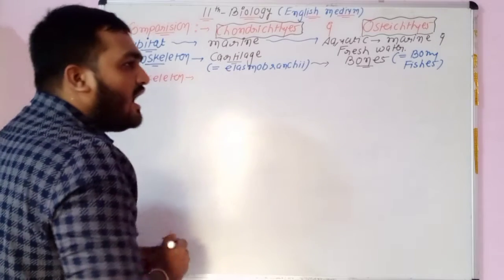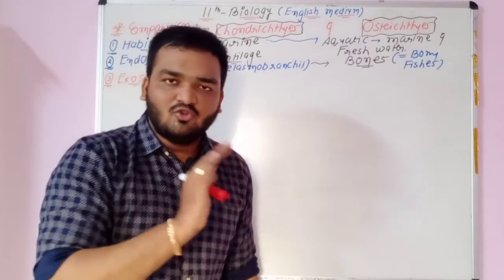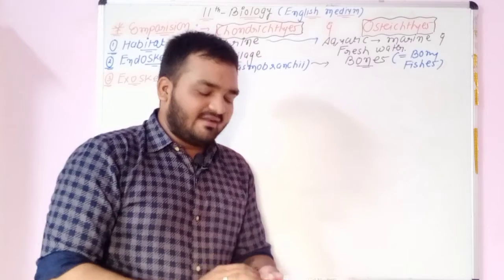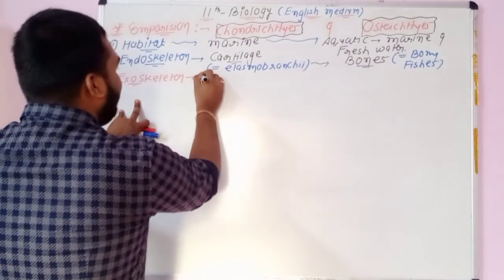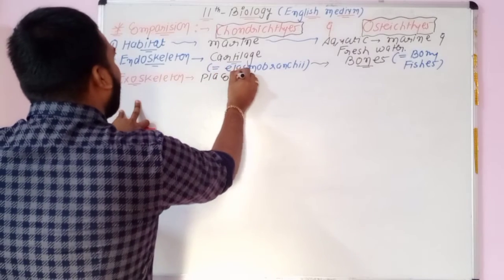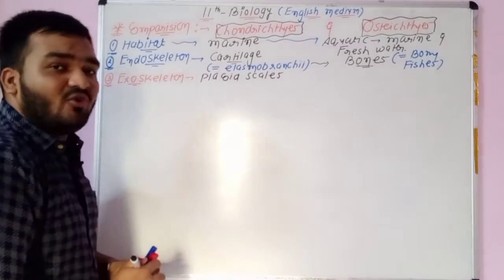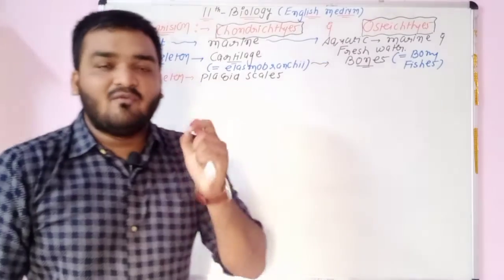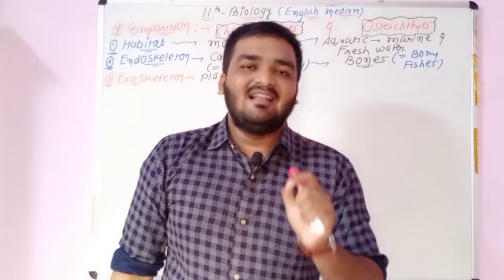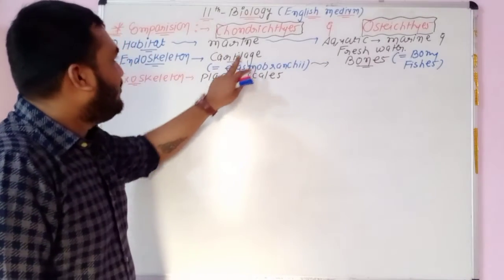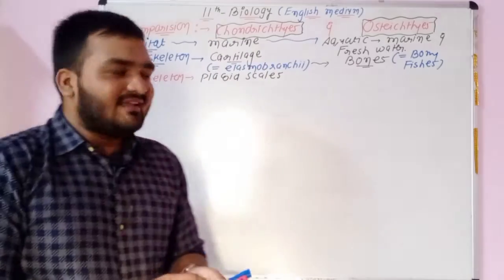You know that exoskeleton scales are present in both, okay? As exoskeleton scales are present in both, but in Chondrichthyes we can say that placoid scales are there. Which type of scales are found in Chondrichthyes? Placoid scales. It is a one-liner question. It is a very important question that placoid scales are the characteristic of the Chondrichthyes. Which type of scales are found? Placoid scales are found here.